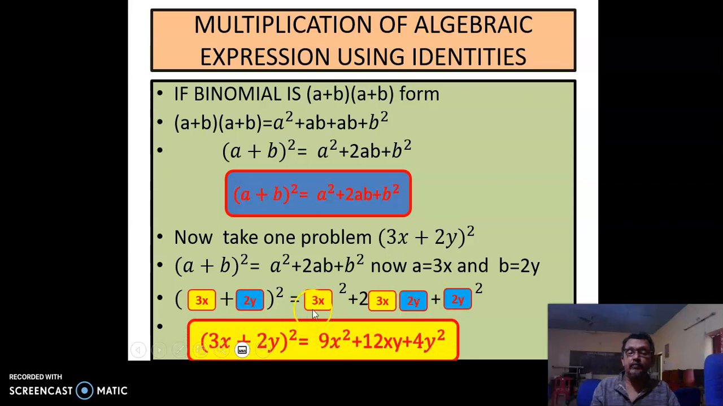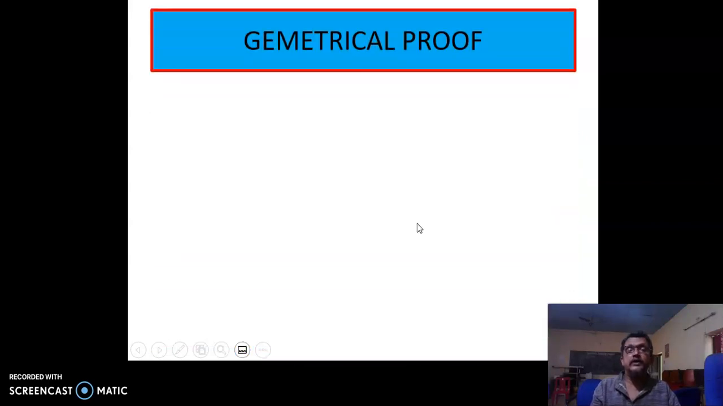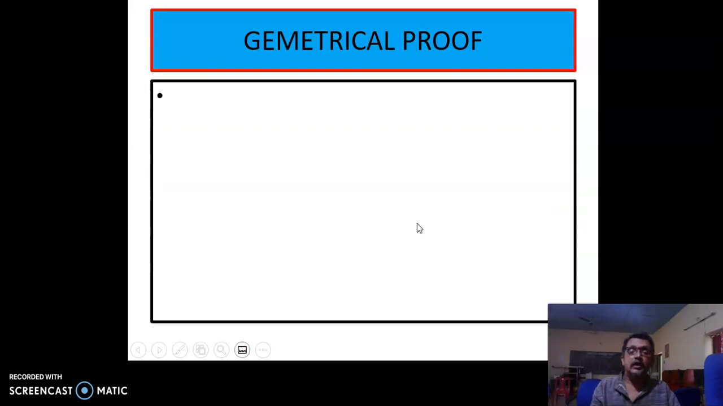So 3x plus 2y whole squared equals 3x whole squared, 3x into 3x, 9x squared, plus 2 into 3 into 2, so 12xy, plus 4y squared. So 3x plus 2y whole squared equals 9x squared plus 12xy plus 4y squared. This is how to expand by using the identity a plus b whole squared equals a squared plus 2ab plus b squared. Okay. So now let us see the geometrical proof of this identity.